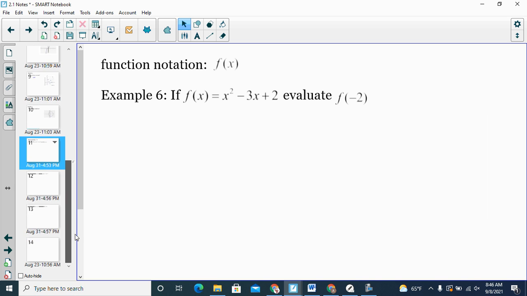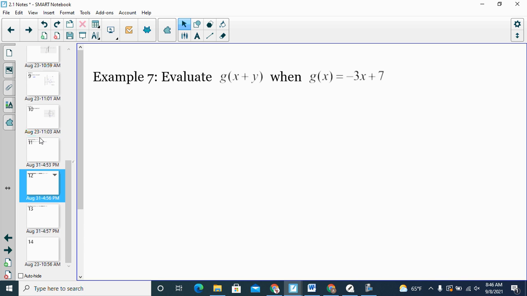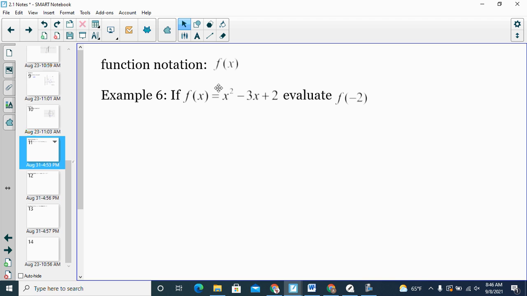And then last thing we need to talk about is function notation. Function notation is f of x. It's another way of writing a y. It says if f of x equals x squared minus 3x plus 2, we are asked to evaluate f of negative 2. So all you do is go to f of x, and notice we are replacing the x with negative 2.